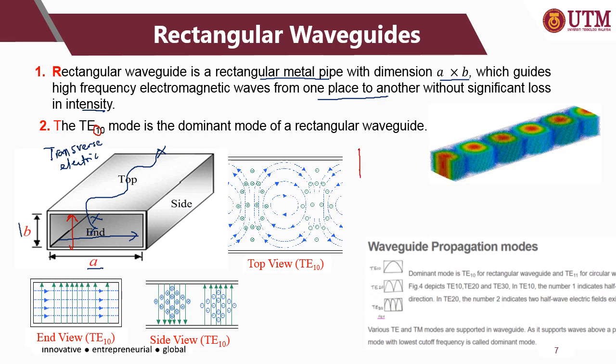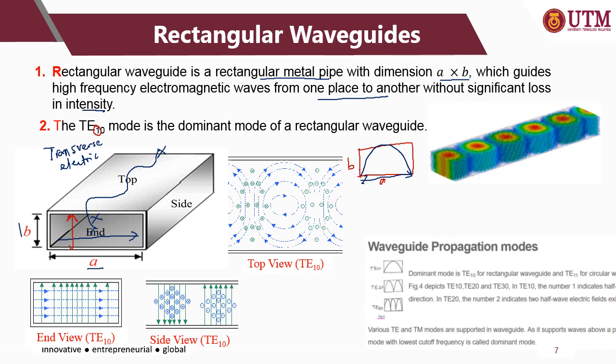Okay, this is the structure, A and B. So TE10 means that it is a dominant mode where the electric field is transverse to the broadside of the structure. So this is the broadside of the structure. So we can see only one half wavelength of the signal traveling along the structure.